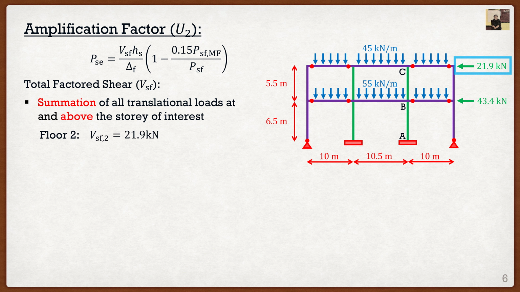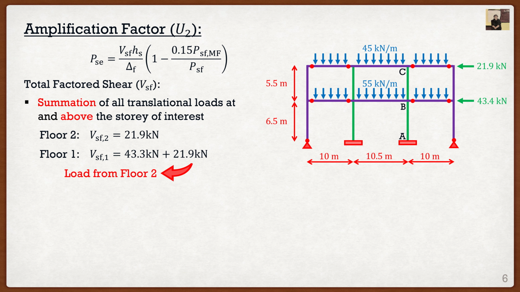So in this particular case, if we were to look at our frame, we only have one lateral load applied, which is the 21.9, and there's nothing above it. So VSF2 is just going to be that 21.9. For floor number 1, however, we have to keep in mind that we have the 43.4, but we also have that 21.9 above. This just comes from simple statics if you're wondering where it came from. It's nothing too groundbreaking, but I thought I would let you guys know, because again, the number one thing students always forget is you have to include the load from the floor above.